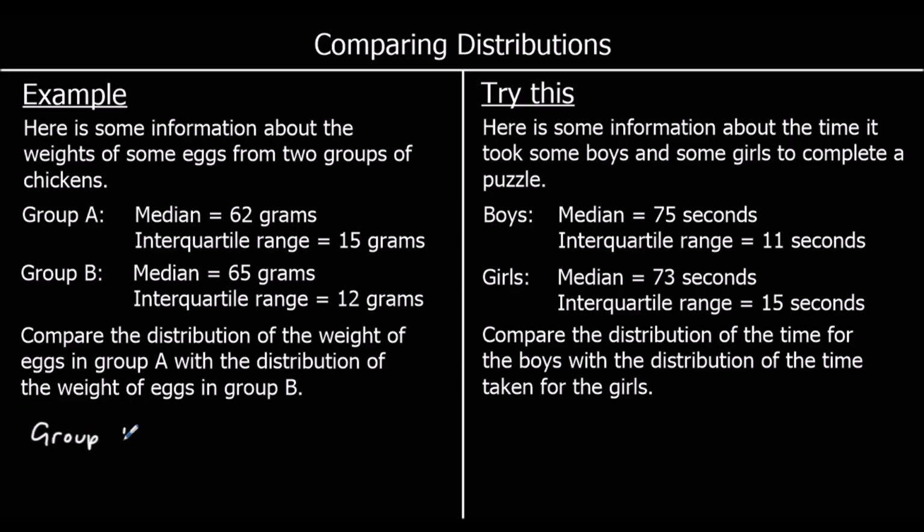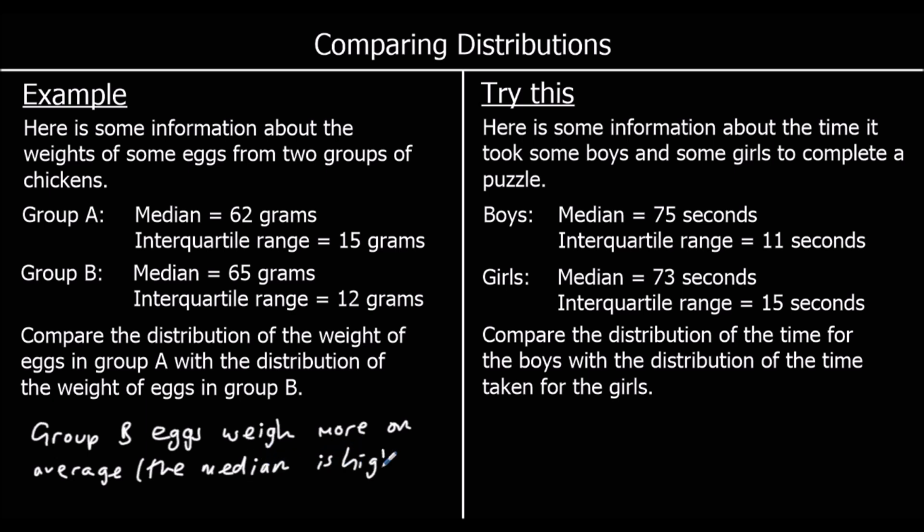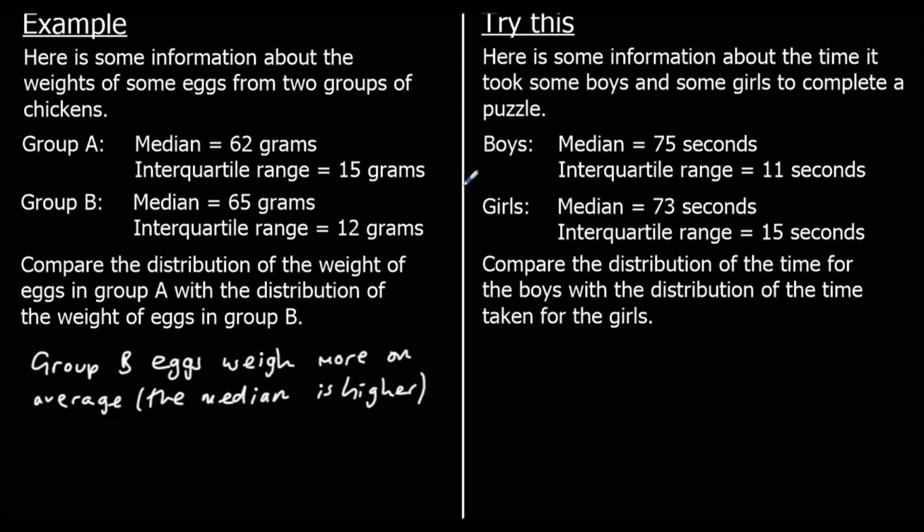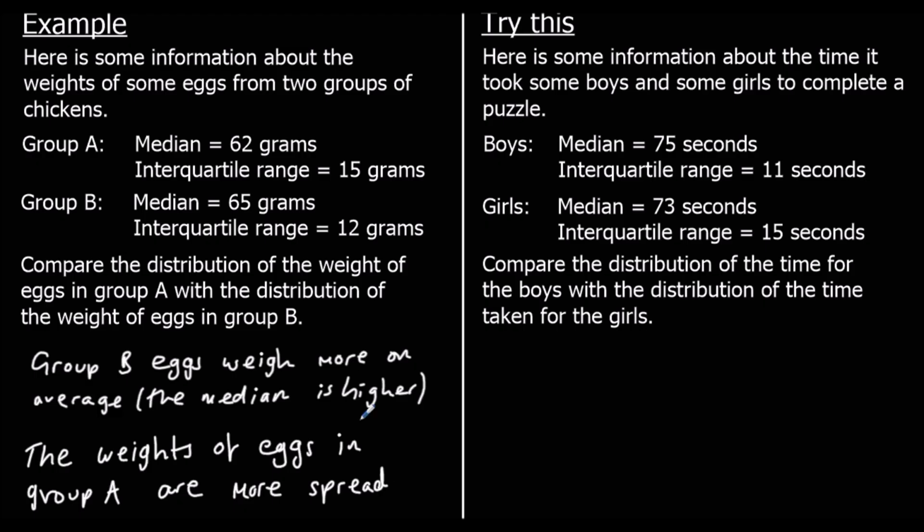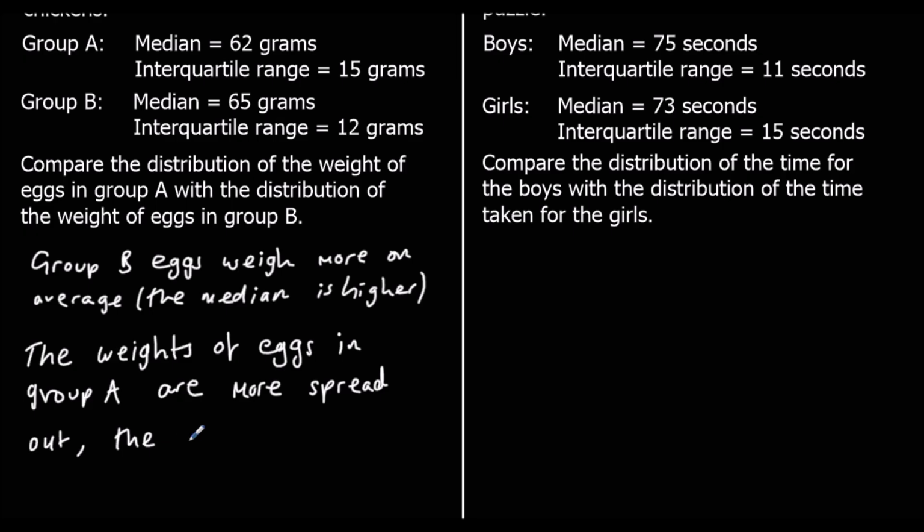So group B eggs weigh more on average. The median is higher. So that's a comment about the median, and one about the interquartile range. Group A has a higher interquartile range. So the weights of eggs in group A are more spread out, and that's because the interquartile range is bigger, is greater.